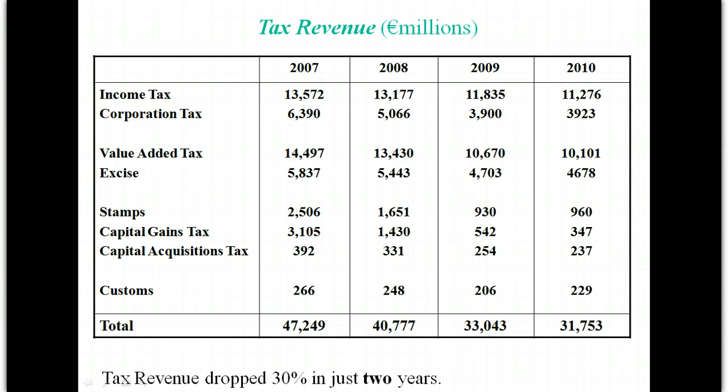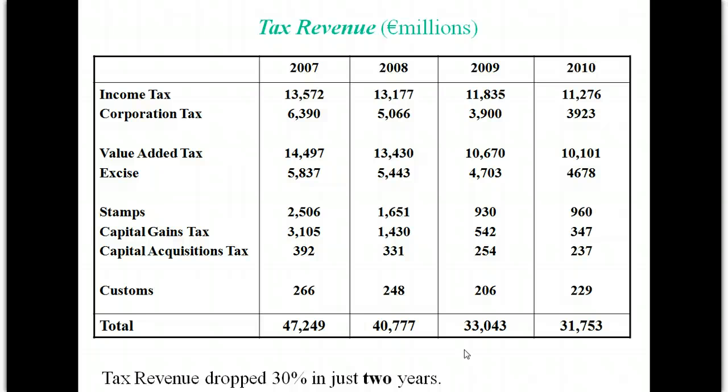So looking at just some of the different tax headings. So these are the eight main tax headings used in the Exchequer returns. So income tax, corporation tax, taxes on income, value-added tax, excise duty, taxes on consumption, stamps, capital gains and capital acquisitions tax, transaction taxes, and then customs duty, which primarily are EU customs duties collected in Ireland.